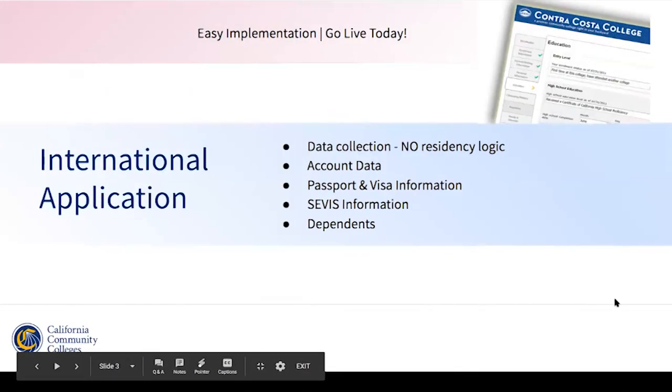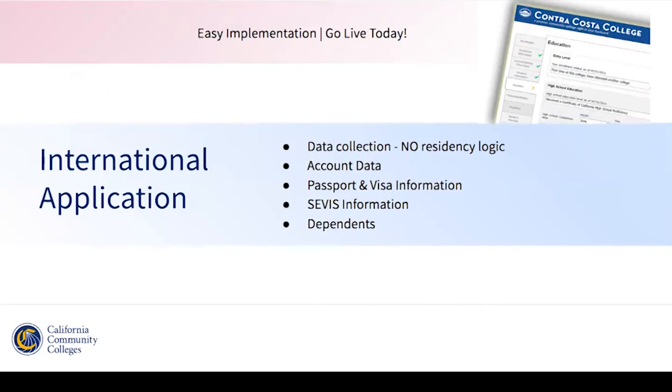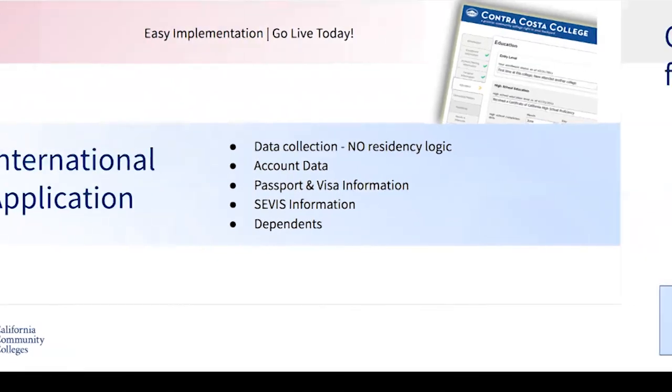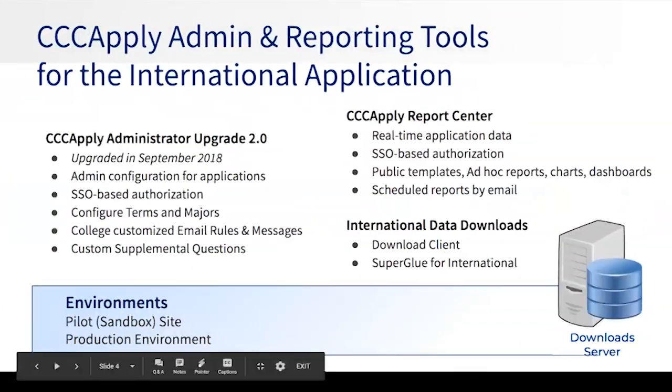So a couple quick notes about the international application. There is no residency behind the application. Different from the standard application, the CCCApply domestic app, there's really no residency logic or algorithm behind it. It is basically data collection at this point. We do pass the OpenCCC account data through the application to the college in your downloads. We collect passport and visa information, education information, and several sets of address and contact information. So let's go ahead and get started with that application.